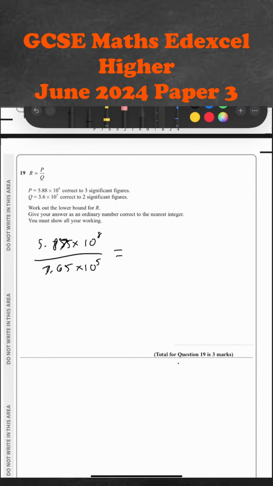Now I'm going to put it in my calculator: 5.875 times 10 to the power 8, divided by 3.65 times 10 to the power 5. And I just get 1609.589, etc. What does it want? Give your answer as an ordinary number, correct to the nearest integer. So 1610 is our answer.